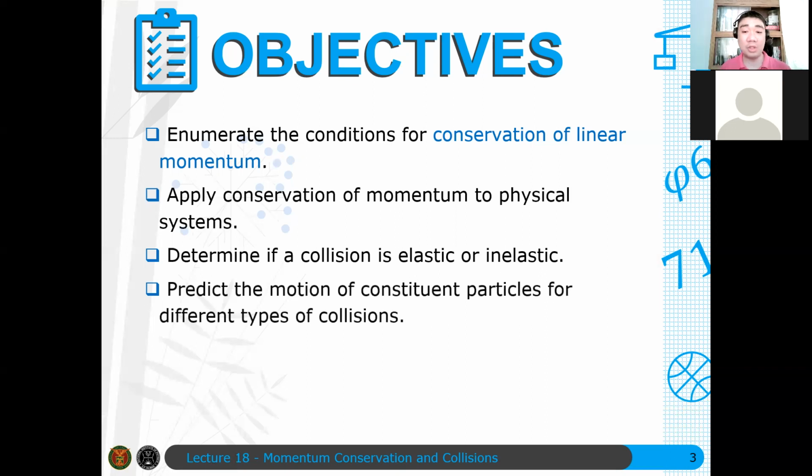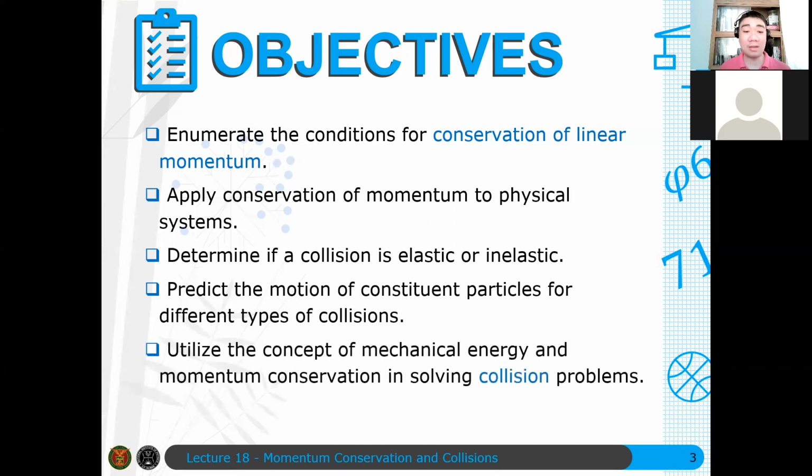And we predict the motion of constituent particles for different types of collisions. What will happen if the collision is elastic? What will happen if the collision is partially inelastic? And what will happen if the collision is totally or perfectly inelastic? So, pag-uusapan natin yan. And then finally, we utilize the concept of mechanical energy and momentum conservation in solving collision problems, because sometimes you need both of them. You need conservation of momentum, or you need conservation of mechanical energy to determine some physical quantities, like for example, velocities and heights, if you want to predict the measurements of these physical quantities. Okay, without further ado, let's go to our topic for today.